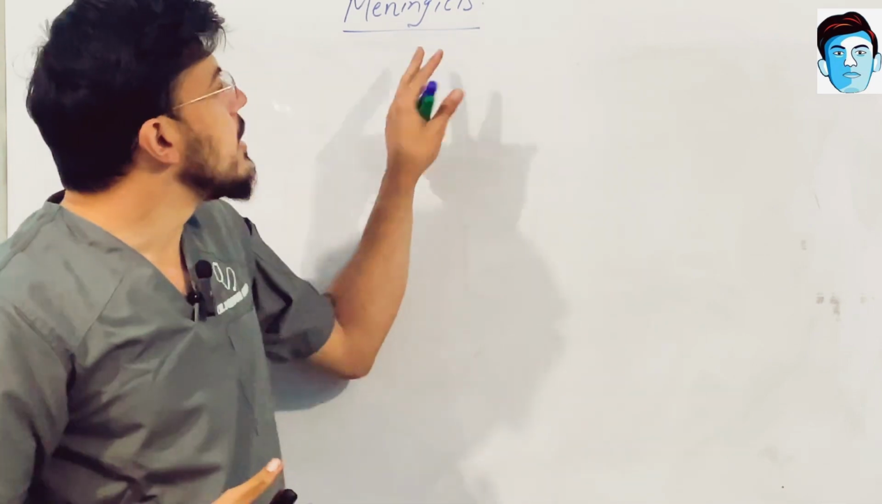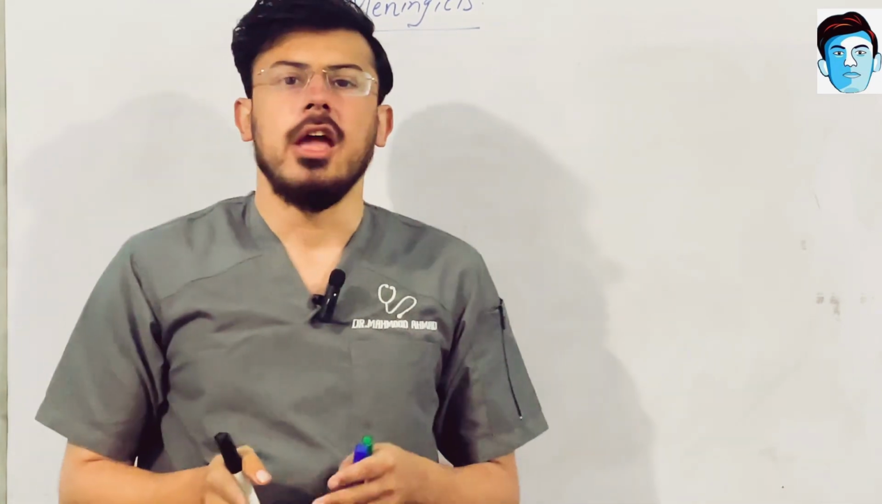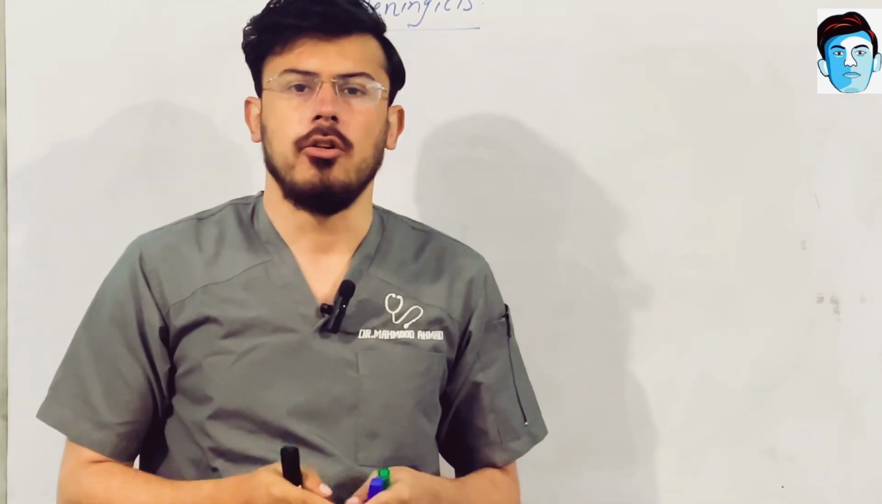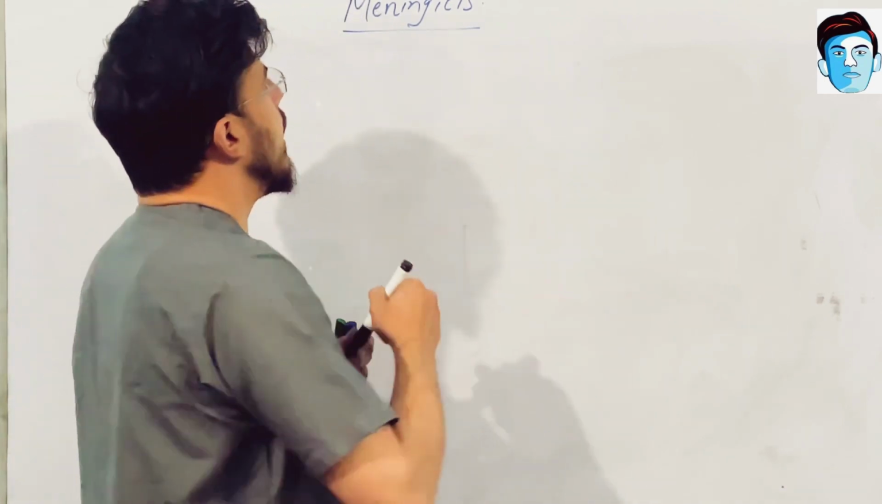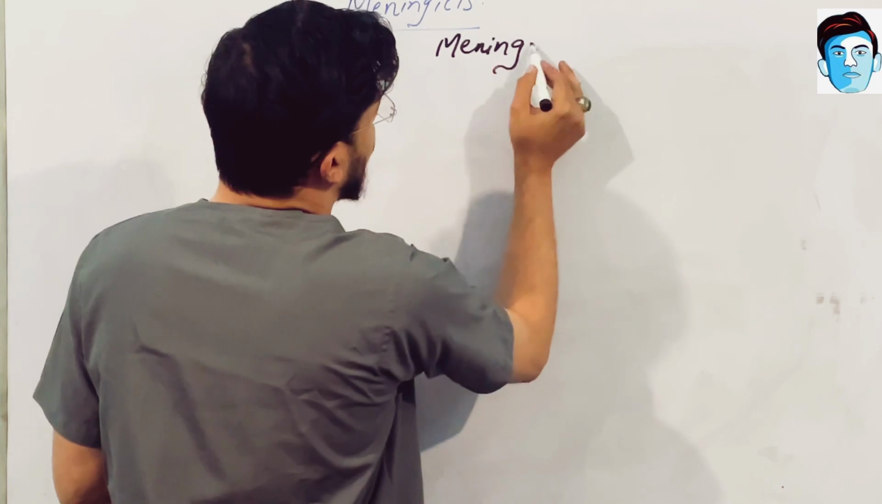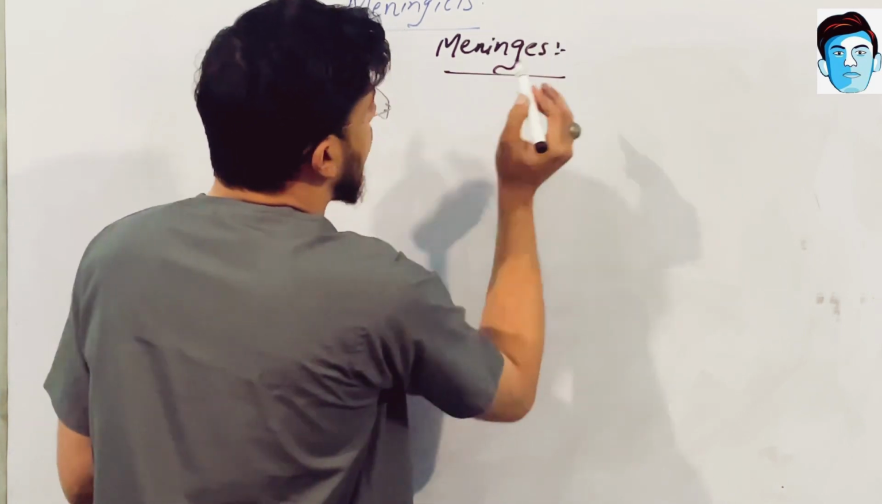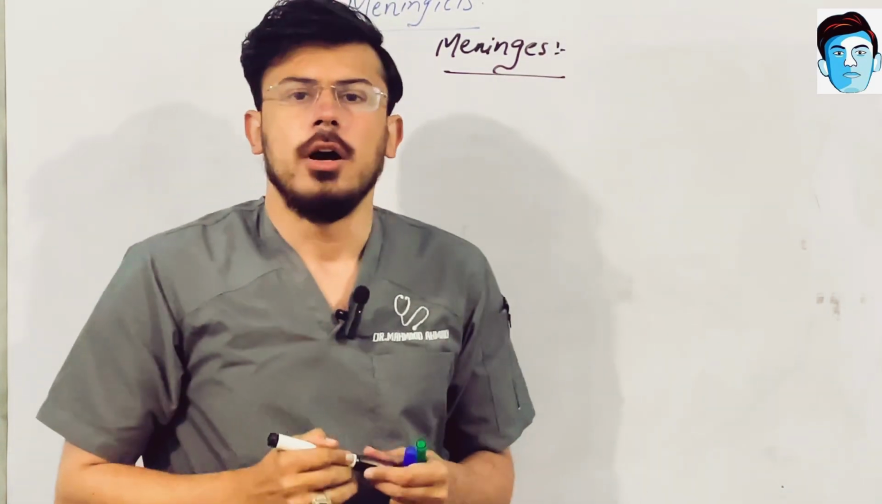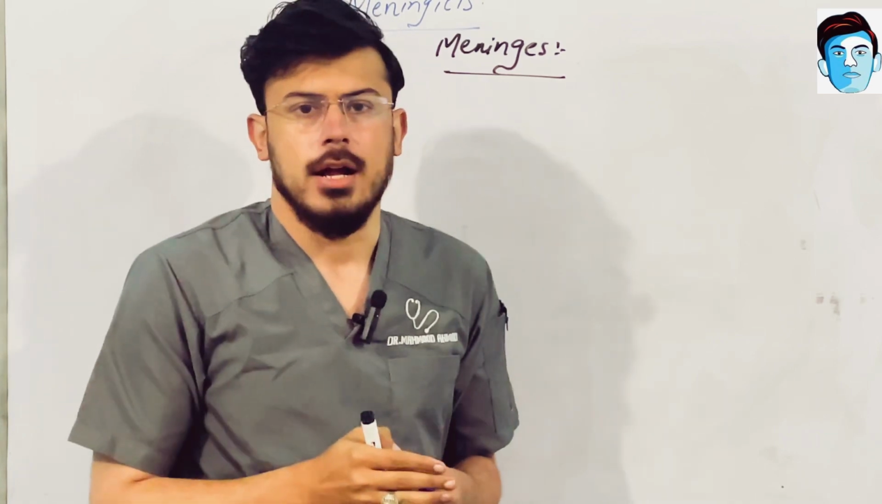So what is basically meningitis? Meningitis is the infection or inflammation of the meninges. Now what are the meninges? The meninges are the layers which surround the brain and spinal cord.